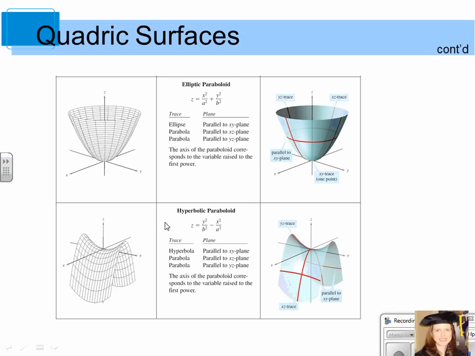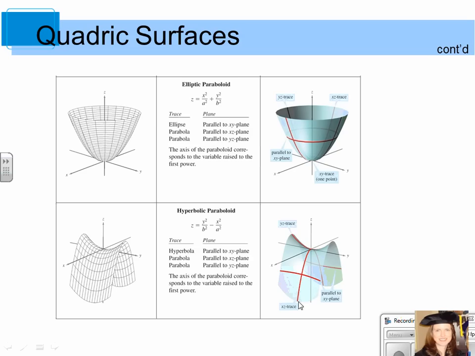On the bottom, we have the hyperbolic paraboloid. In this example, the z is not squared. It's equal to y squared over b squared minus x squared over a squared. Now that forms this shape right here. It's called a hyperbolic paraboloid.